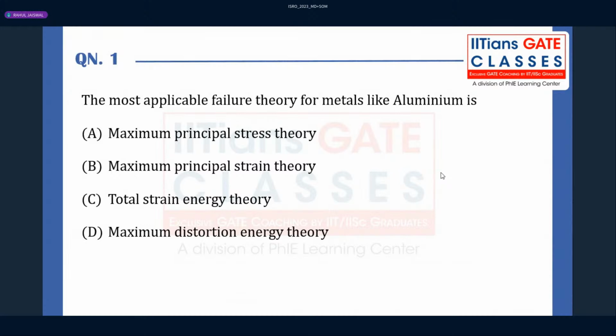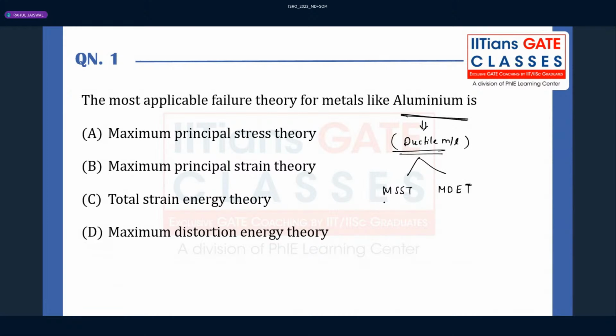Now, to answer this question, we must know whether aluminum is a ductile material or a brittle material. Here, aluminum is a ductile material. For ductile material, we have two theories of failure, right? The most applicable theories of failure are the maximum shear stress theory and the maximum distortion energy theory.